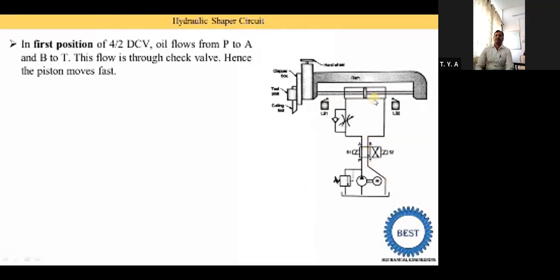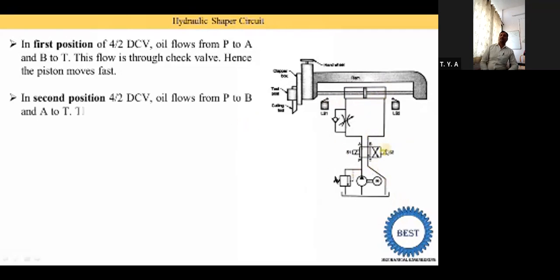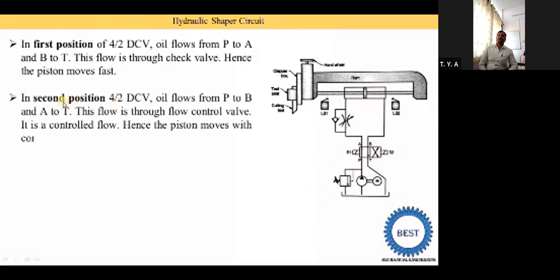And when the extension stroke is completed, what happens? The piston presses the limit switch, and the limit switch supplies electric current to the solenoid, and the solenoid changes the position, and the directional control valve comes to the second position. When the 4x2 DCV is in the second position, oil flows from P to B and A to T. Here you see that the P port is connected with the B port, and the A port is connected with the T port.